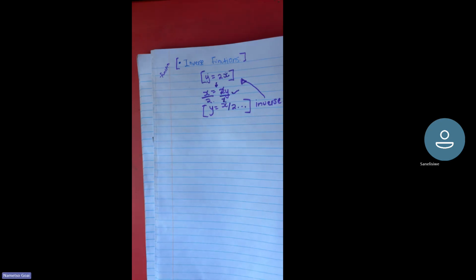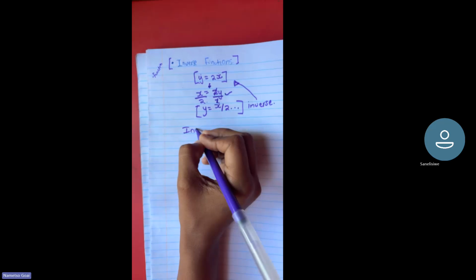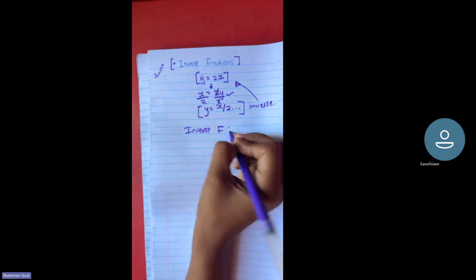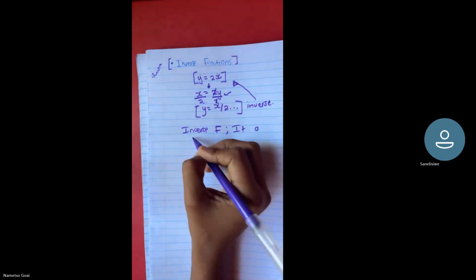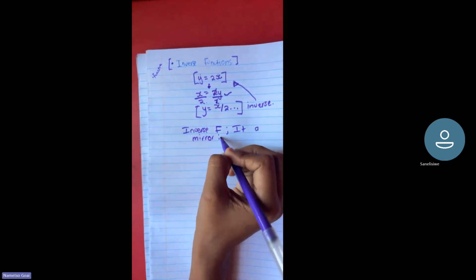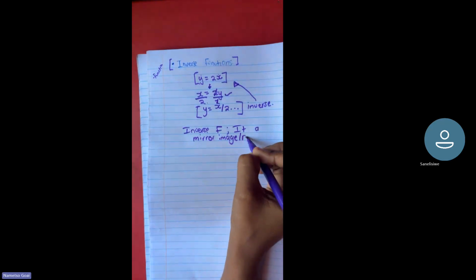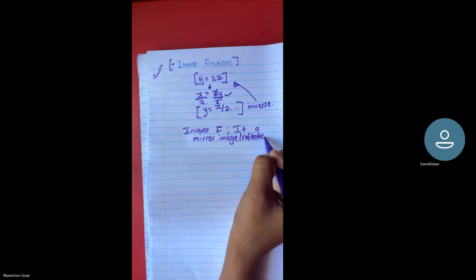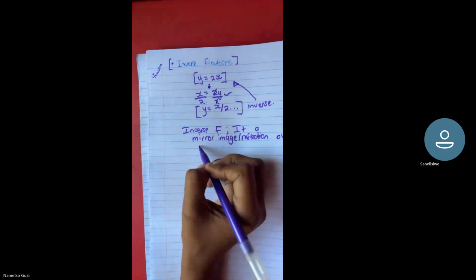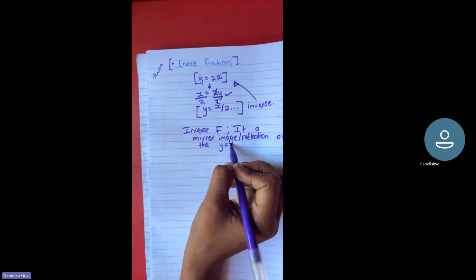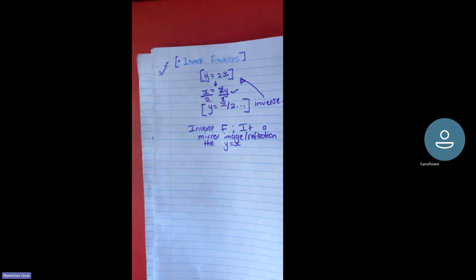Okay, fine. So what we need to know about an inverse function is that an inverse function is a mirror image, a reflection, over the line y equals x. It is a mirror reflection over the y equals x.